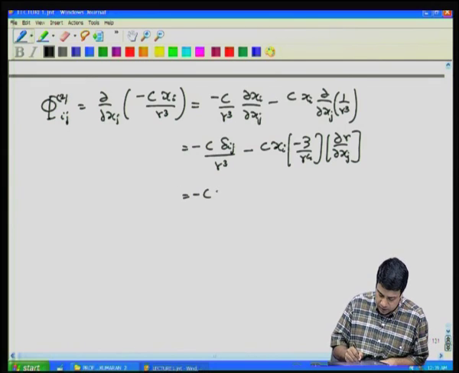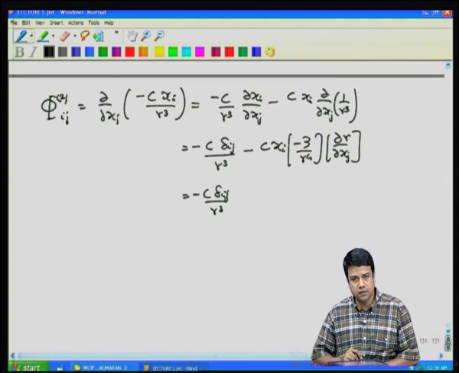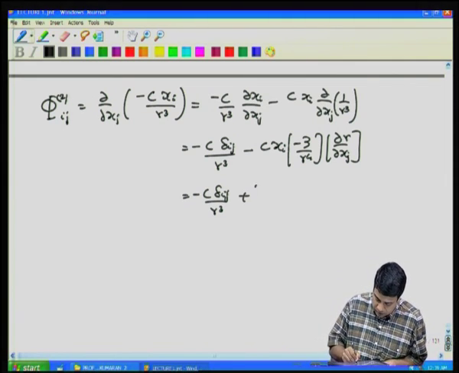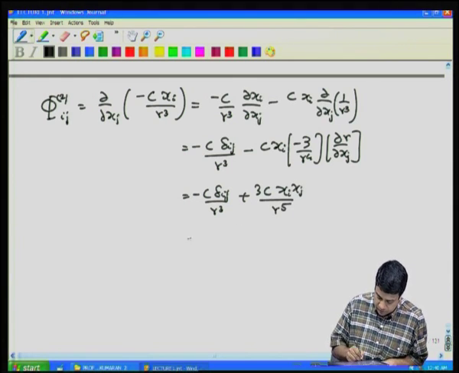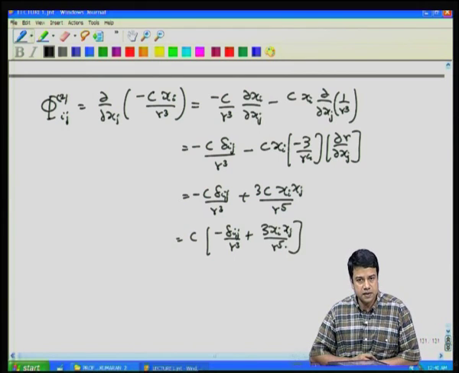So, this will be minus c delta_ij by r cubed, okay, and partial r by partial x_j is equal to x_j by r. So, I will get plus 3 c x_i x_j by r power 5, which is equal to c into minus delta_ij by r cubed plus 3 x_i x_j by r power 5. So, that is the second tensor solution, second order tensor, okay, for the Laplace equation. It automatically contains 9 components, okay, and in a Cartesian coordinate system each of these would individually satisfy the Laplace equation.